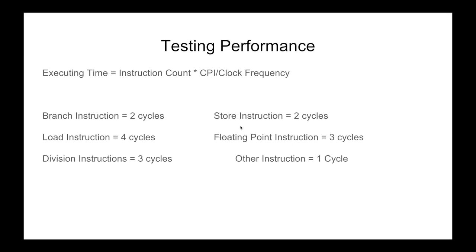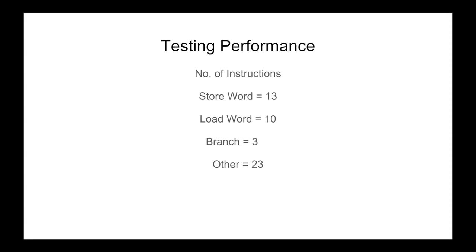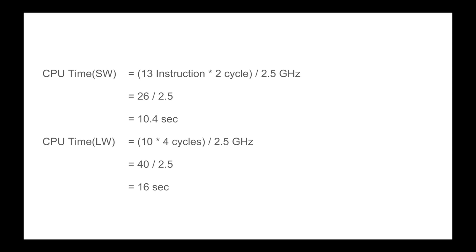Harold here. I'm going to be talking about how we tested for performance. Basically there's this formula: execution time equals instruction count times the CPI divided by the clock frequency. Given the number of instructions, we're able to calculate our performance by counting the number of instructions. For store words, we had 13 instructions. Load word, we had 10. Branch, we had 3. And other instructions, we had 23.